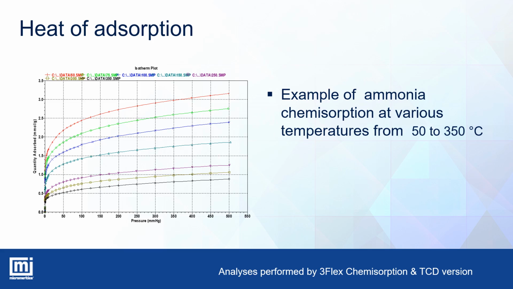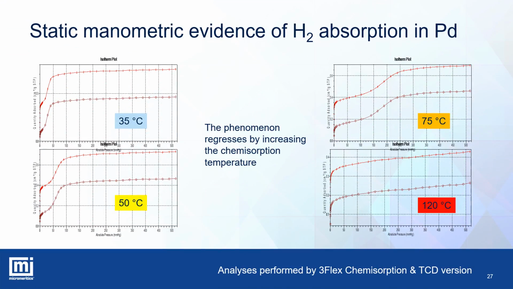Another reversible effect that can be put in evidence by static manometric technique is the hydride formation occurring between hydrogen and palladium. Hydrogen literally dissolves into the palladium structure, changing the atomic distance between the metal atoms. This phenomenon is temperature and pressure dependent. At low pressure, reversible plus irreversible chemisorption takes place, but at a certain pressure, depending on the analysis temperature, hydrogen begins to dissolve into the palladium, giving place to the hydride formation. Increasing the analysis temperature shifts the flexus to higher pressures until at about 120 degrees the flexus disappears completely.